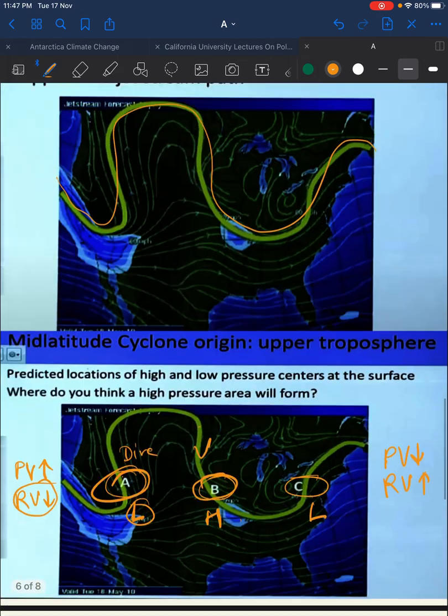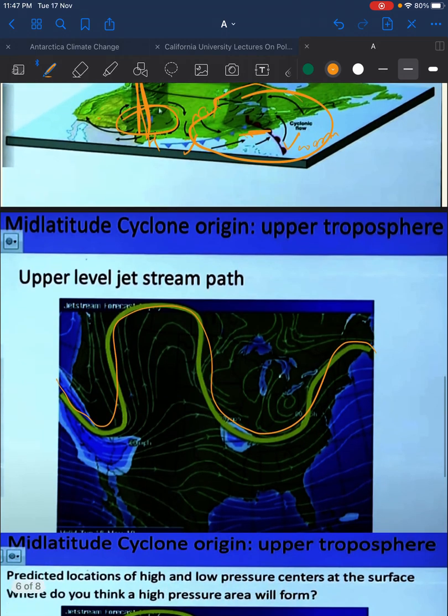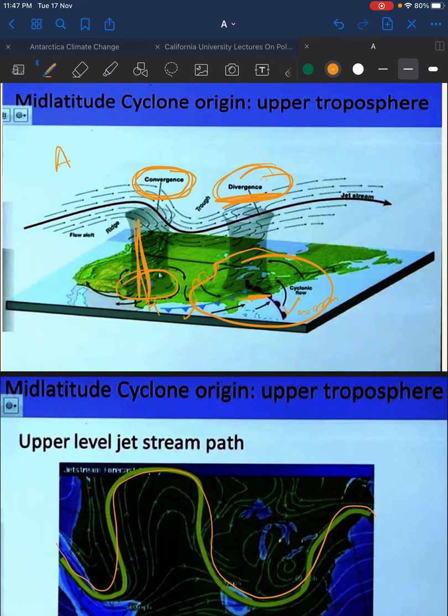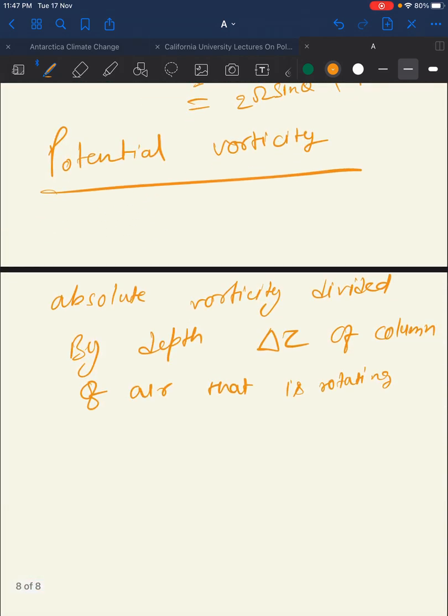So suppose here we have rotational motion, right? This is the depth of the column which is rotating. When we divide this absolute vorticity, which is a sum of relative plus planetary vorticity, by delta Z, you will get this potential vorticity. So what is the formula for potential vorticity?